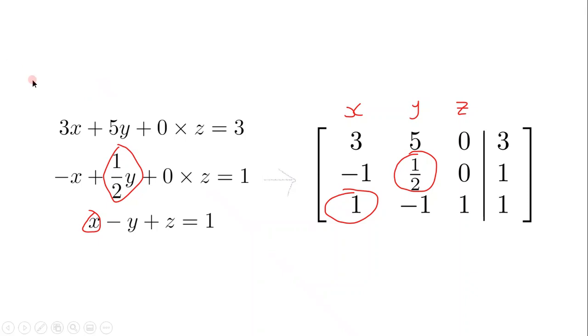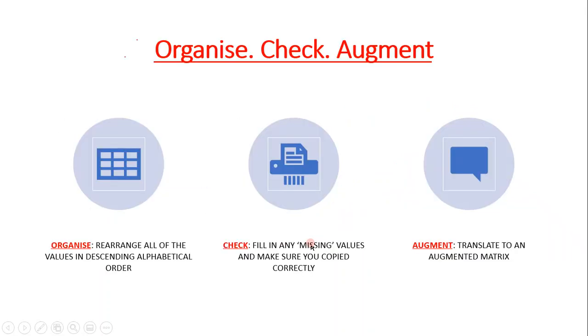So this is what you're going to get. As you can see, all the coefficients are in the first row of x and y and z respectively, and you've got 3 or 1 for the equal sign. And that's it. So just remember to organize, check, and then augment, and you can't go wrong.